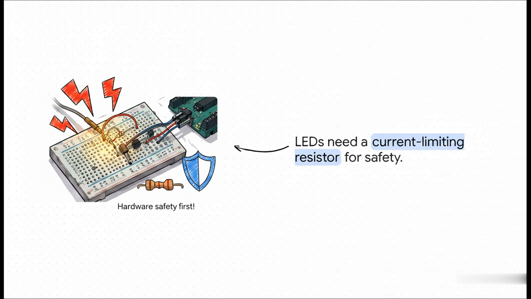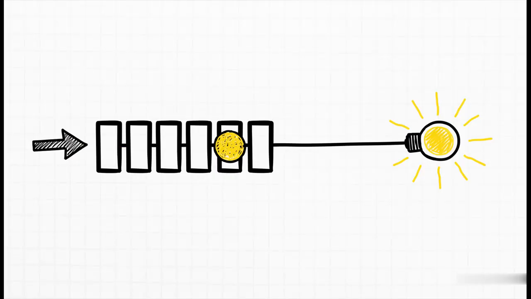Without a current limiting resistor, usually somewhere around 220 to 470 ohms, we will literally blow up the LED with unrestricted current, and honestly, we might even fry the chip itself. Hardware safety first, for sure. Okay, hardware is safe. Here is the AVR C code.